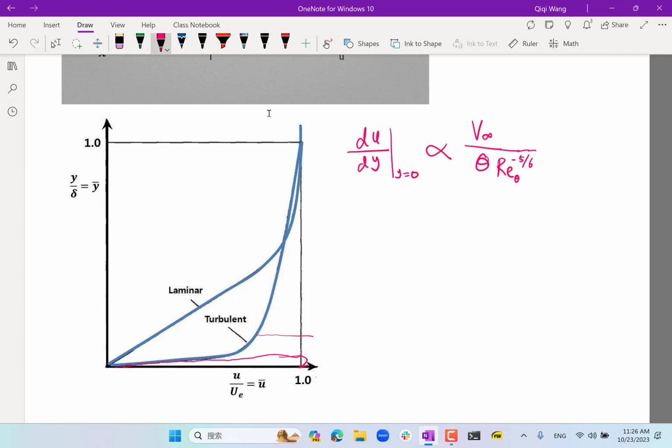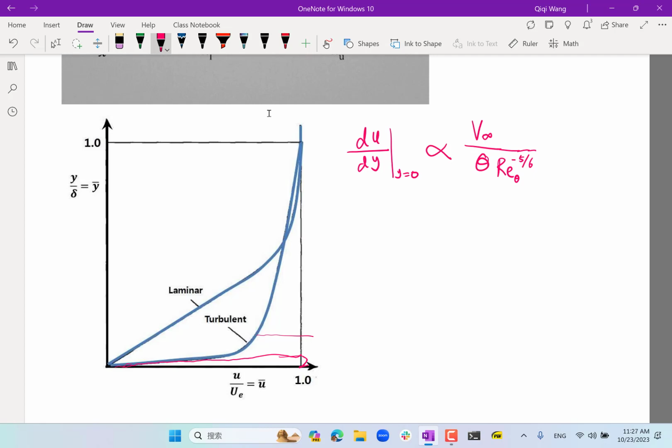Which means that as the Reynolds number based on the thickness grows, the derivative here is not that sensitive. As my theta grows larger and larger, the derivative actually decays, but it doesn't decay like 1 over the thickness. It decays at 1 over a small power of the thickness.